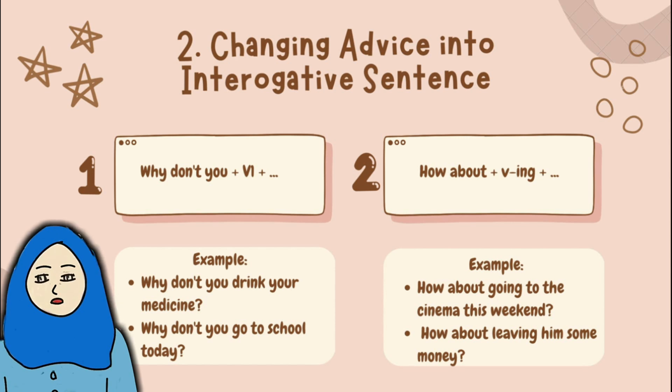The second formula is how about plus verb-ing. The example, how about going to the cinema this weekend? How about leaving him some money?